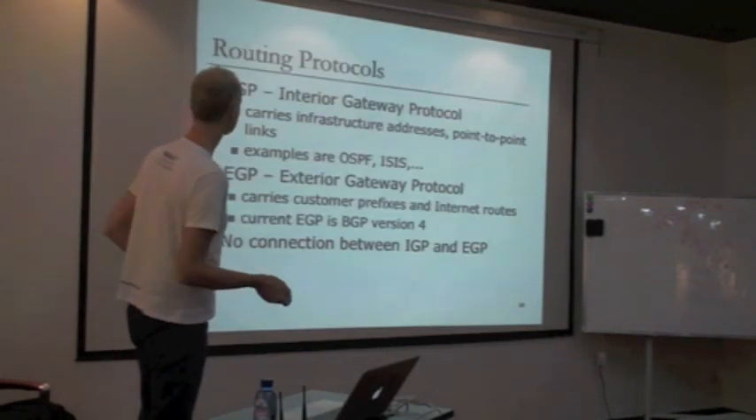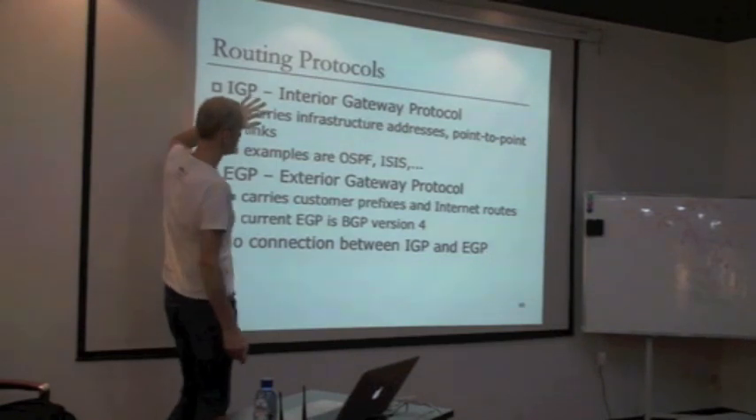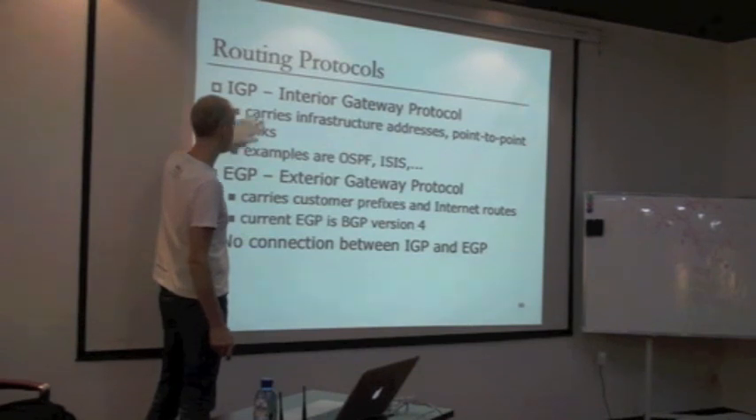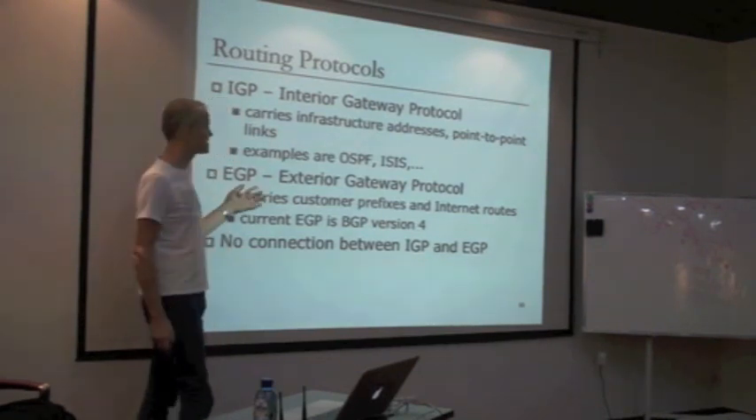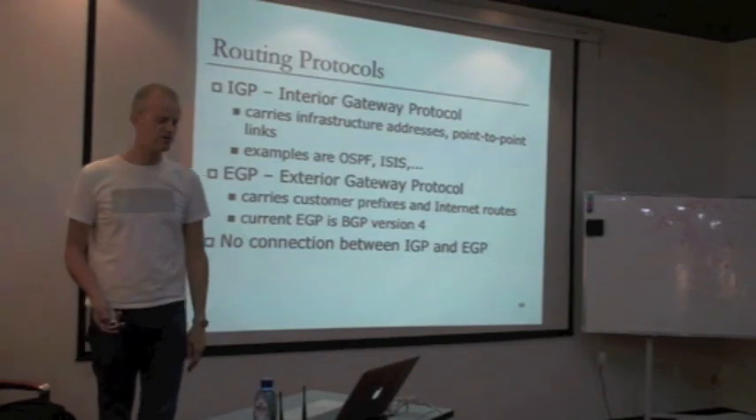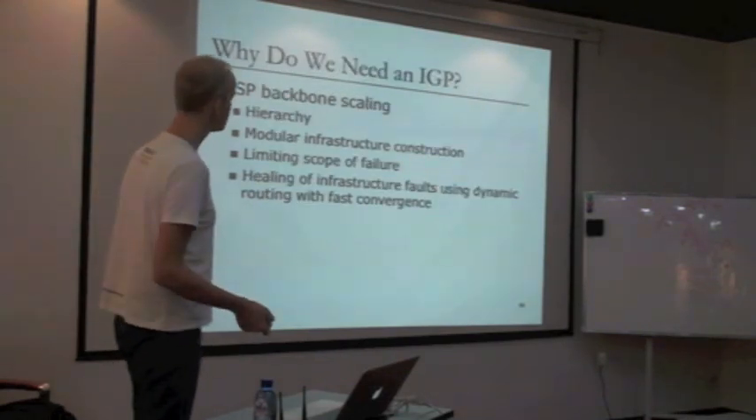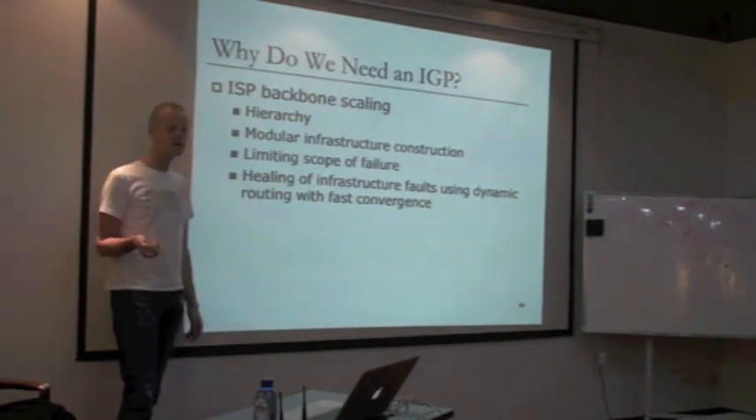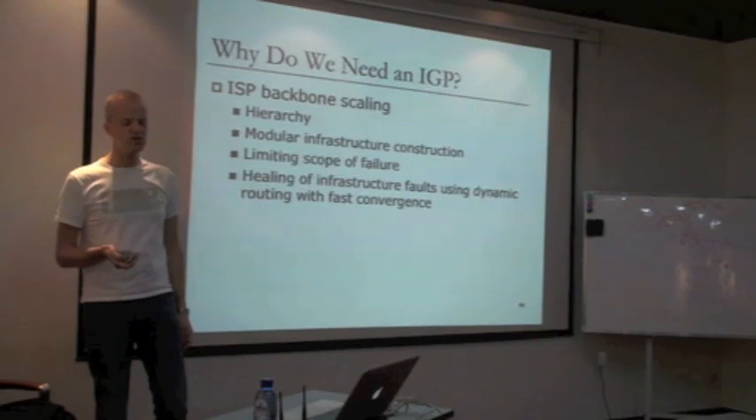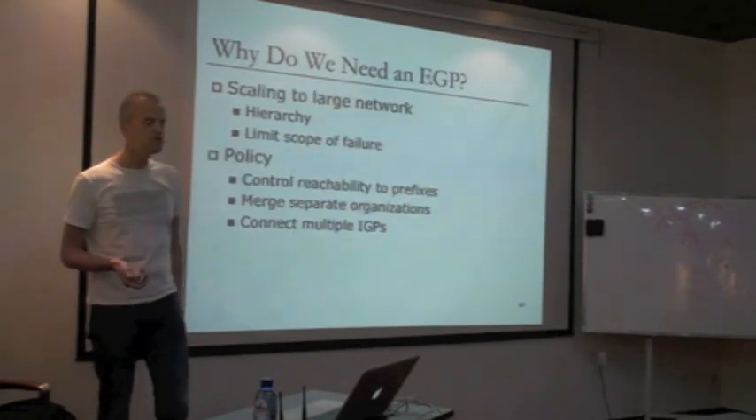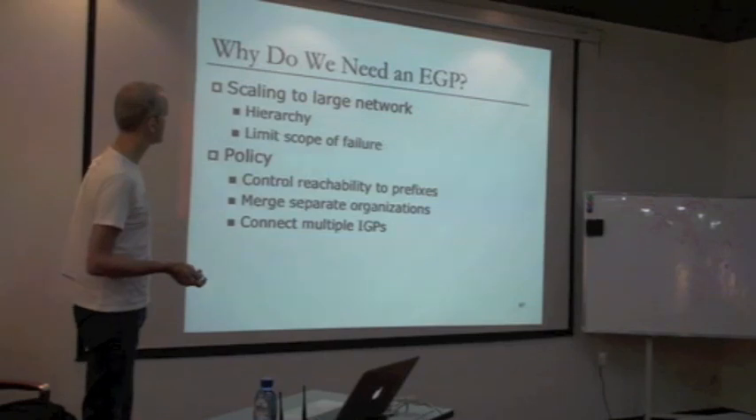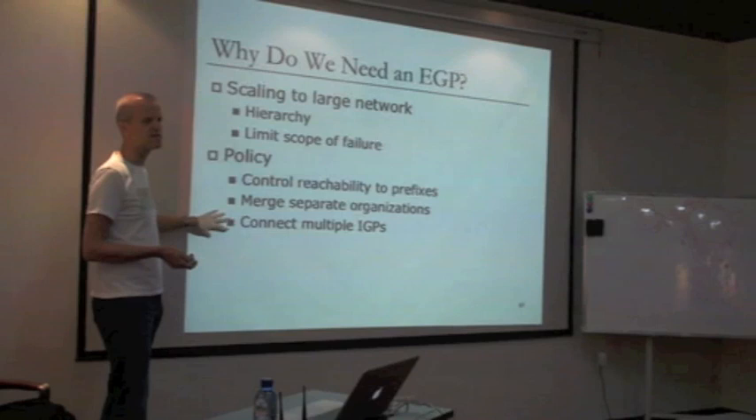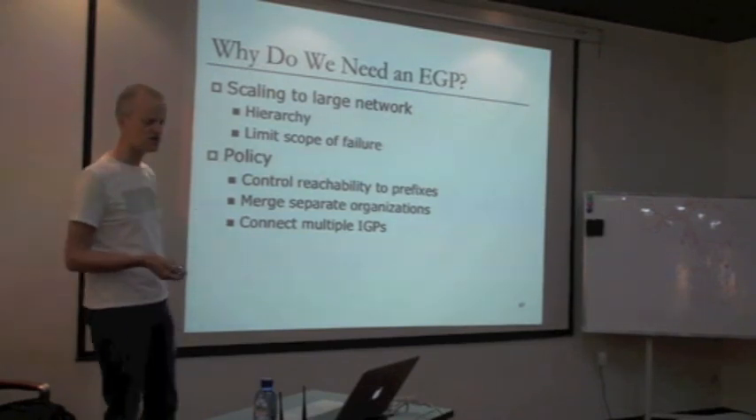For routing protocols, we have IGP, carrying infrastructure addresses, point-to-point links. So we have OSPF and ISIS. For EGP, we've got the exterior gateway protocol, so BGP version 4. We use ISIS to scale the backbone. All the point-to-point links let the routers talk to each other. And we need BGP so that we can scale to the internet and give us policy between different autonomous systems. So that's why we have BGP.